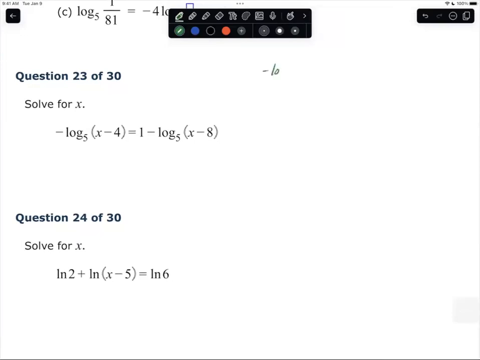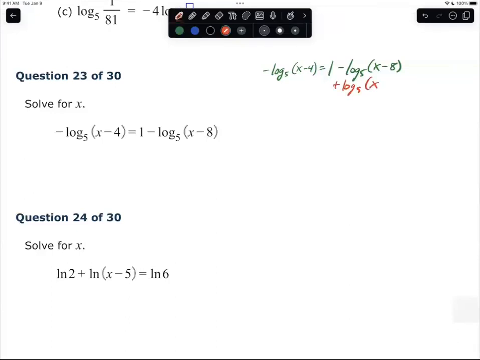Negative, or the opposite of log base 5 of x minus 4 equals 1 minus log base 5 of x minus 8. Okay, so what should we do? What could be our first step here? We move the log. Which log? Log base 5 of x minus 8. Yes, good. So we'll add that log to the other side.